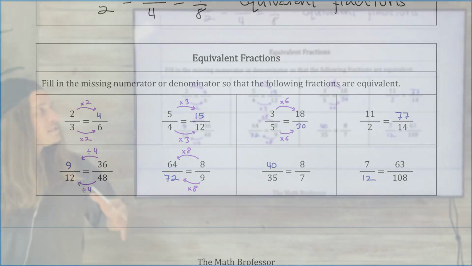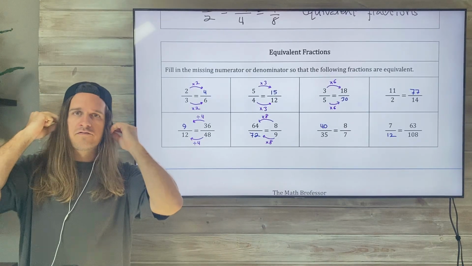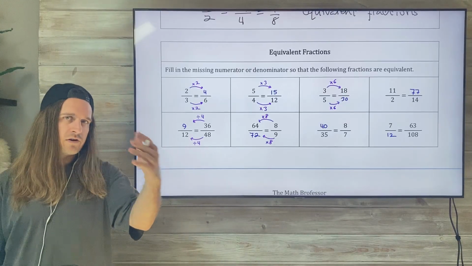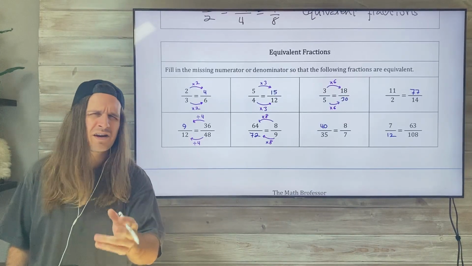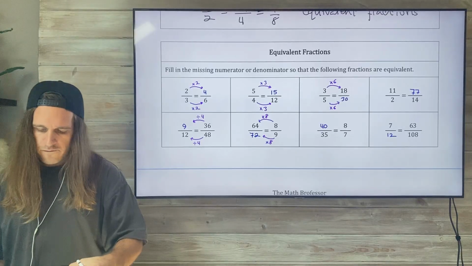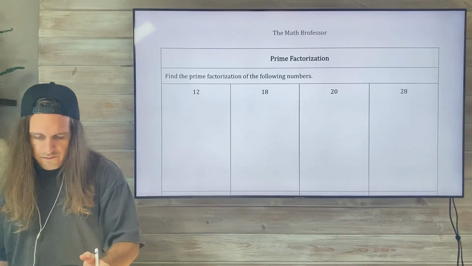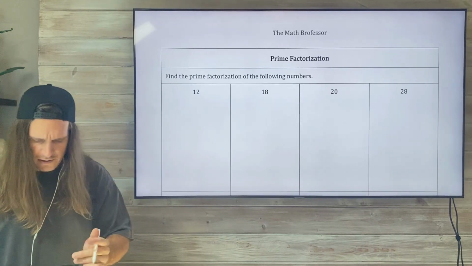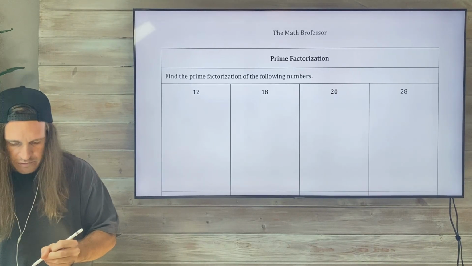Now, we're going to step away from equivalent fractions here for a minute. We're going to seemingly do a different topic, but it'll all come together in the end, right? The very end here is we're going to compare fractions. That's our end goal. But first, let's talk about prime factorization, because this is going to be useful to us when comparing fractions. How do you find the prime factorization of a number?